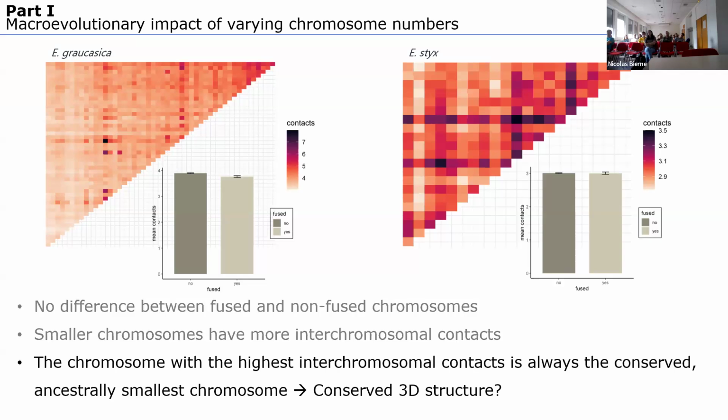And the chromosome with the highest interchromosomal contacts, which is here, with the very dark spots, is actually always the conserved ancestrally smallest chromosome. So even though we have millions of years of evolution between the species, there seems to be part of the three-dimensional chromosome structure that is conserved.